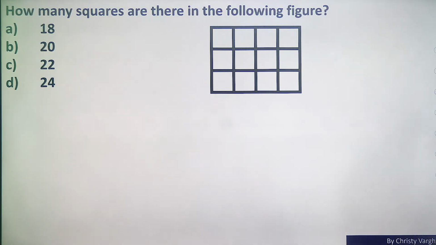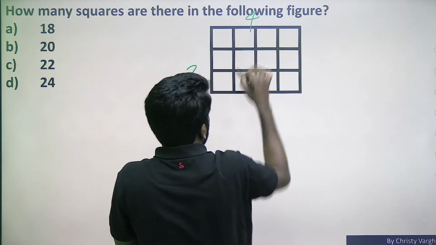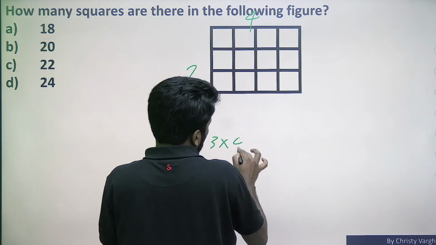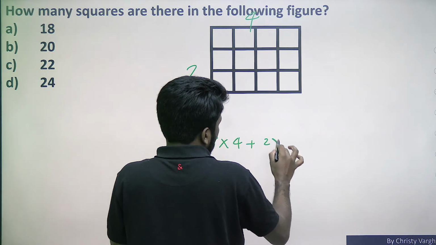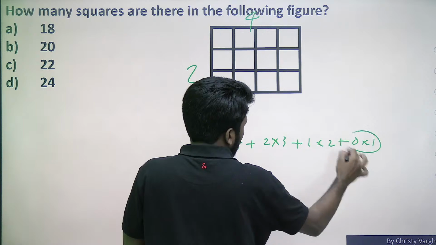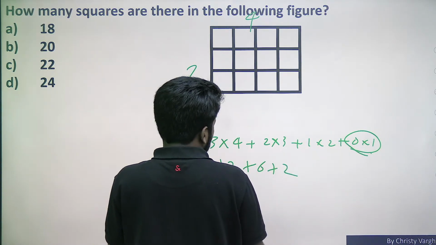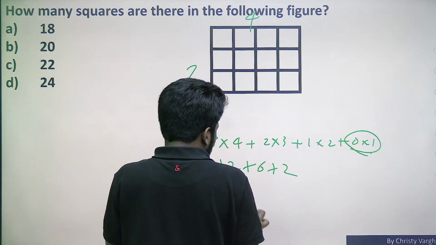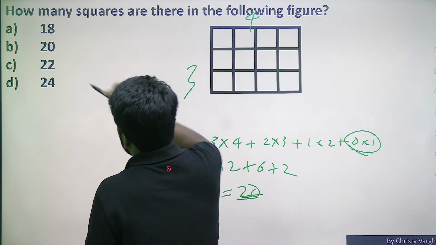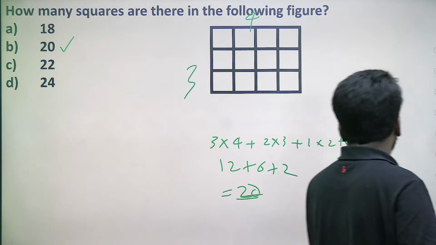Okay, so I'll explain. How many squares are there? As I told, it is a 3 row, 4 column system. So 3 into 4 plus 2 into 3 plus 1 into 2 plus 0 into 1. There you can stop. So 12 plus 6 plus 2. Again, there is a logic behind it. Due to lack of time, I am not devoting time to that. So option B, 20 will be the answer. All of you understood this? How 20?